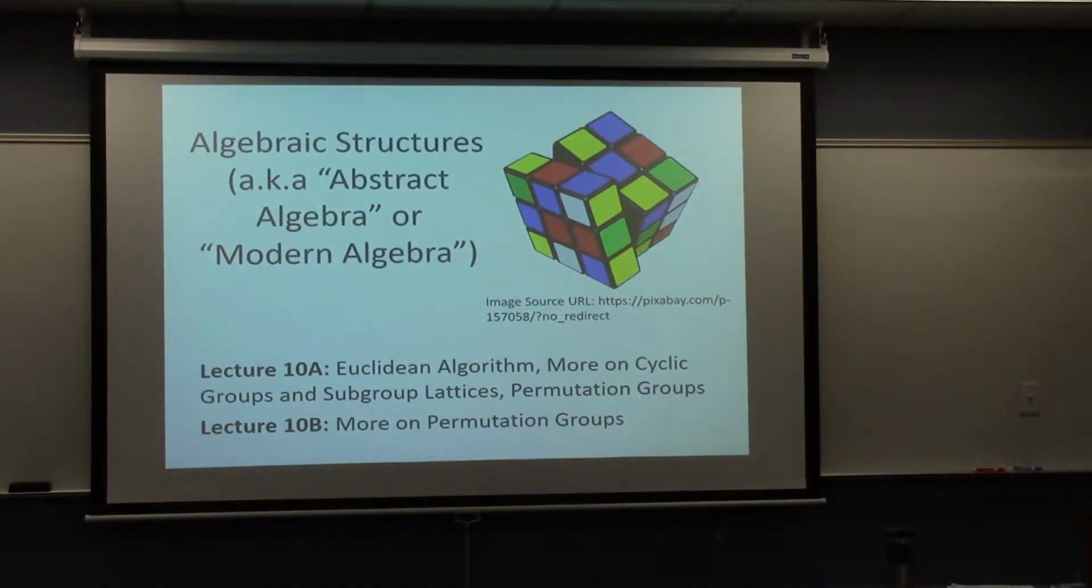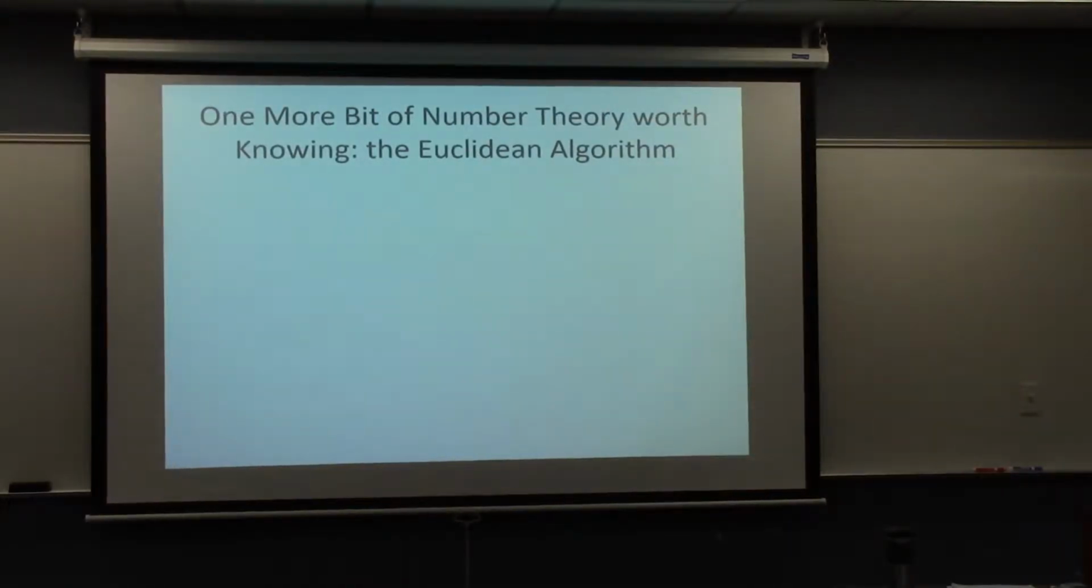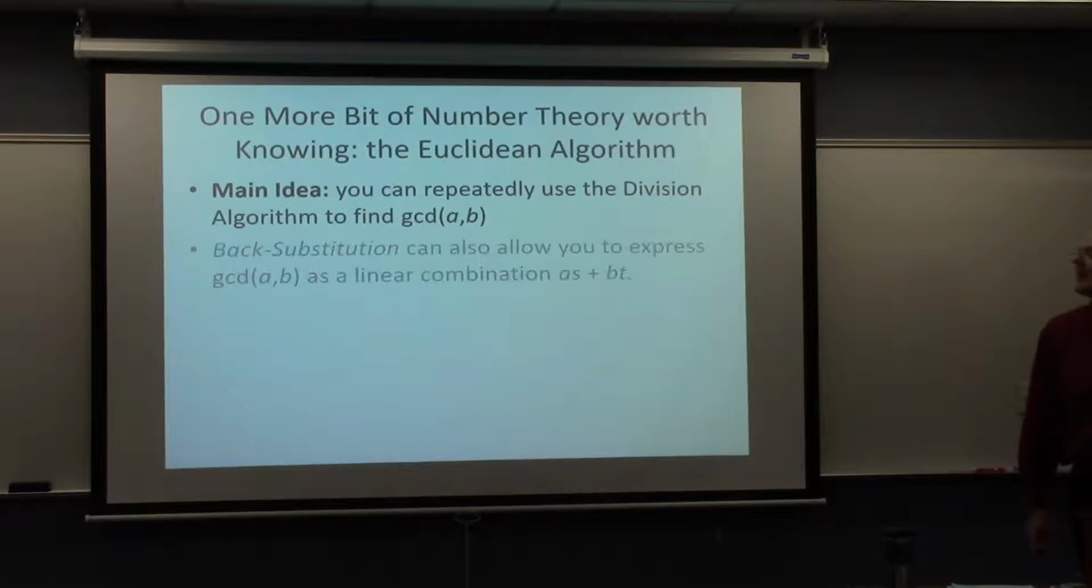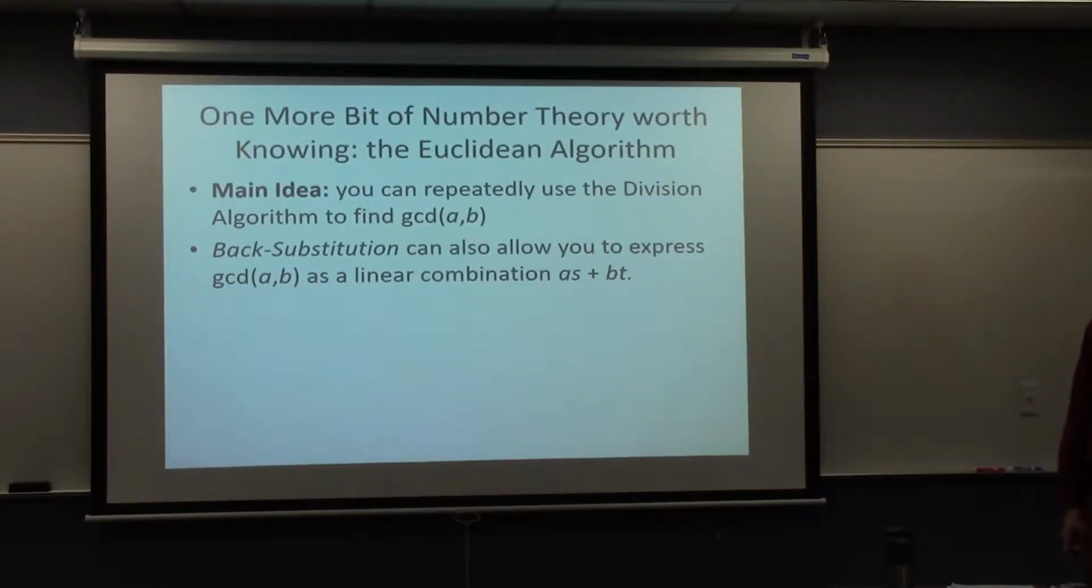All right, so what is the Euclidean algorithm? It's one more bit of number theory worth knowing. The main idea is that you repeatedly use the division algorithm to find the GCD of two numbers. From that, you can also use something called back substitution to express the GCD as a linear combination. Okay, so we've used the GCD as a linear combination theorem as a more theoretical tool for proofs, but here you can actually use this technique to actually find the linear combination.